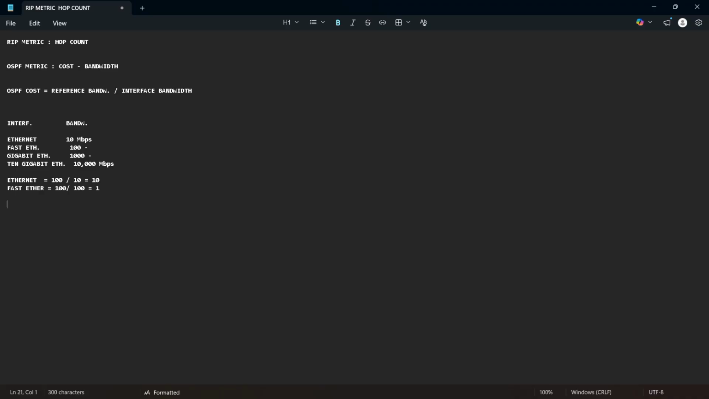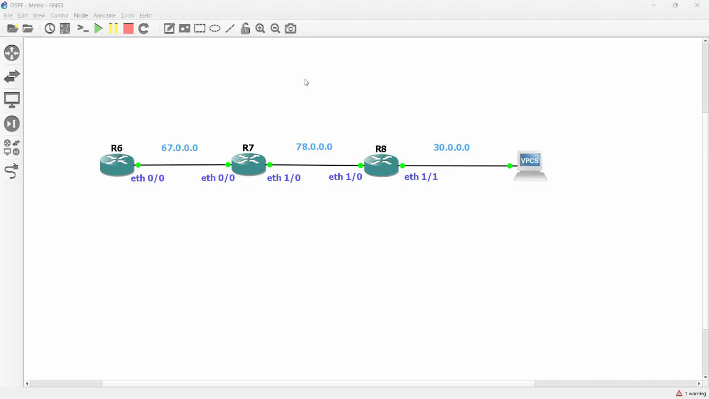Now when the reference is 100, because when OSPF was developed, we only had two interfaces, Ethernet and Fast Ethernet. Now let us take an example and see how it is getting calculated. Here in this case, our router 6 wants to reach this PC3, or you can say the 30.0.0.0 network. So what is the cost for this?